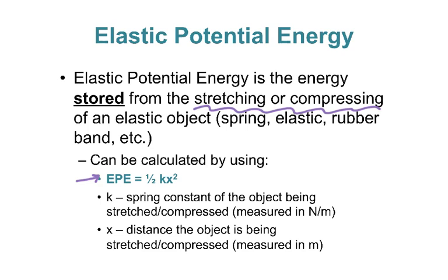It might say the bowstring was stretched to a certain length in meters. That's going to be your X. Notice that X is squared in the formula. That's an important thing to remember when you're putting it in your calculator.